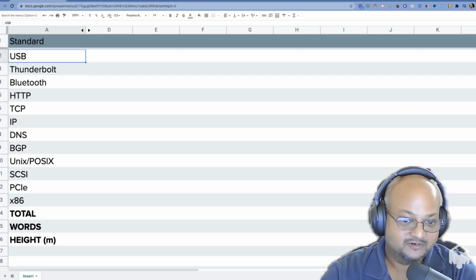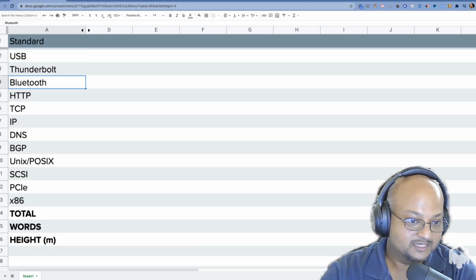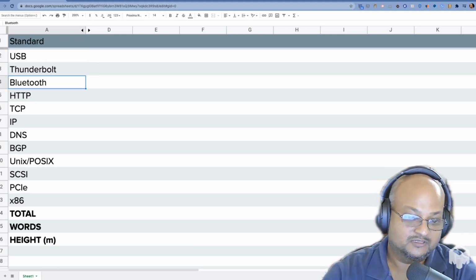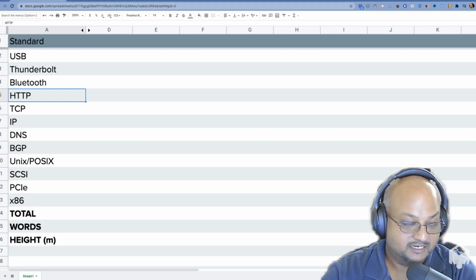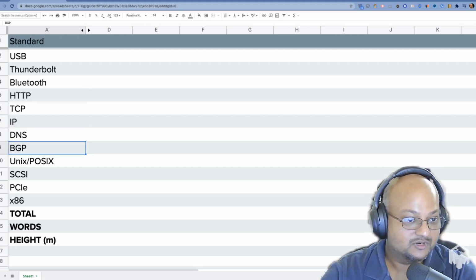I have various peripherals, including my mic, that are connected to my computer via USB. My display is connected via a Thunderbolt cable. I have a wireless keyboard that talks to my computer over the Bluetooth specification. And then when you want to transmit this over the internet, you start invoking a bunch of different specs like HTTP, the Hypertext Transfer Protocol, TCP, the Transmission Control Protocol, IP, the Internet Protocol, the Domain Name Service, the Border Gateway Protocol for routing through the internet.